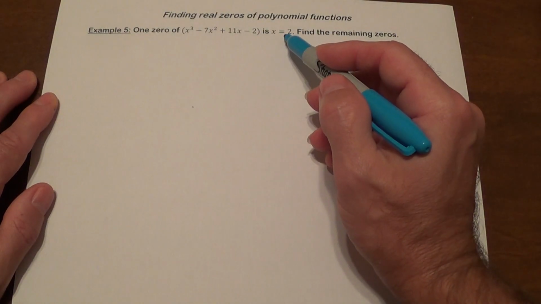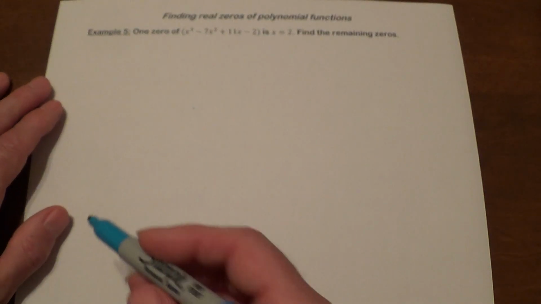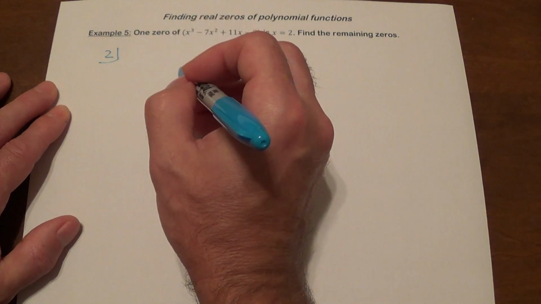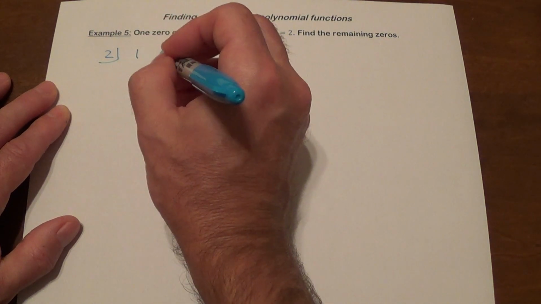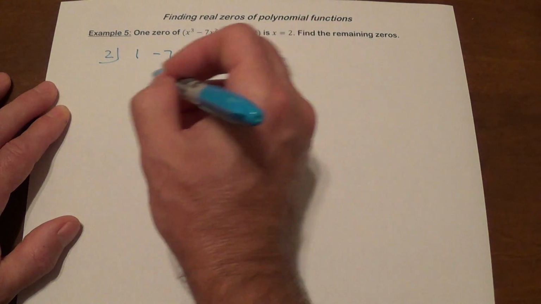And one last problem we're going to do. We have 1, 0 given to us, which is 2. And we have this polynomial. We're going to have to find the remaining zeros. So let's go ahead and do synthetic division first. 1x cubed minus 7x squared plus 11x minus 2.